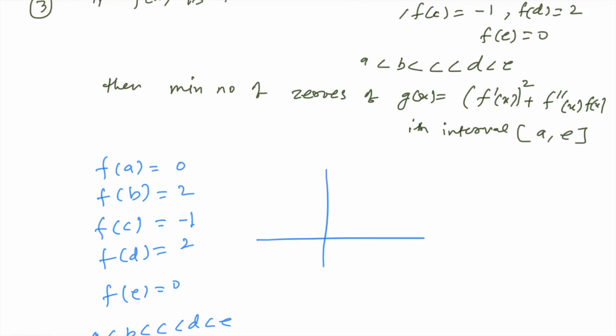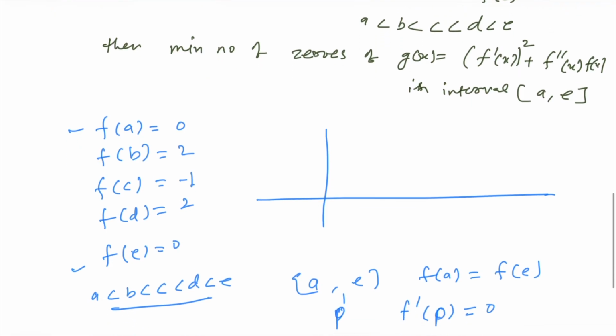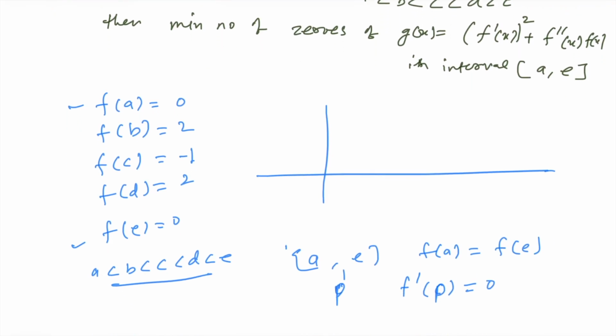So assume that for this function, we can see f(e) is 0, f(a) is 0. So we found that at interval a and e, this f(x) function, being differentiable and continuous in this range, we can say f(a) is equal to f(e). That means there must be a point, not c, I'll not write exactly c, but let's say point p, where f prime p would be 0 through Rolle's theorem. But we'll use this result.